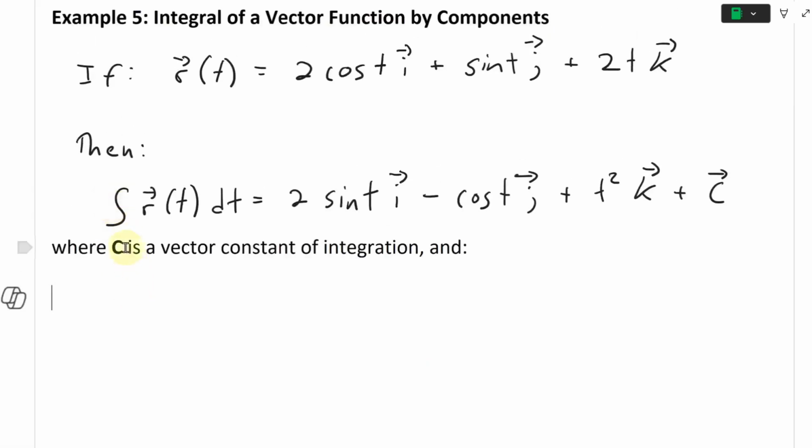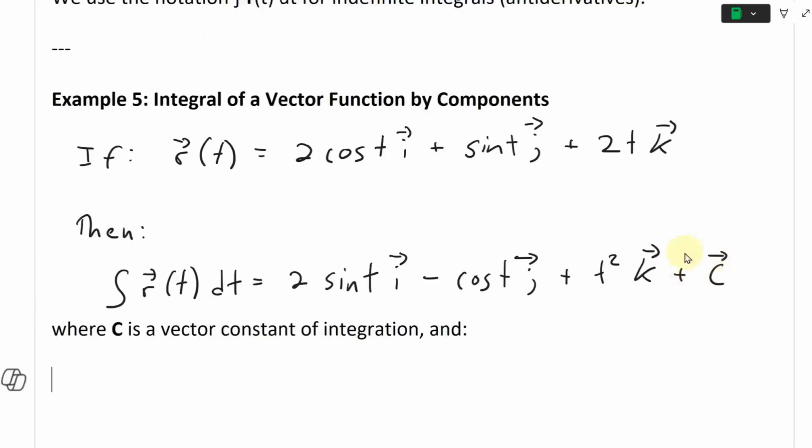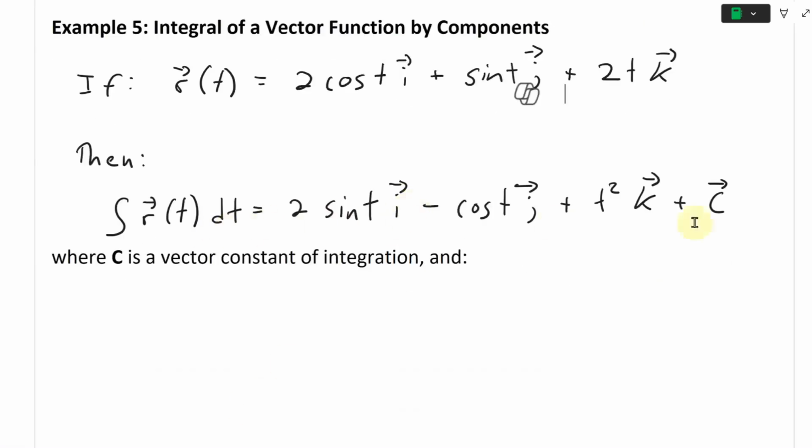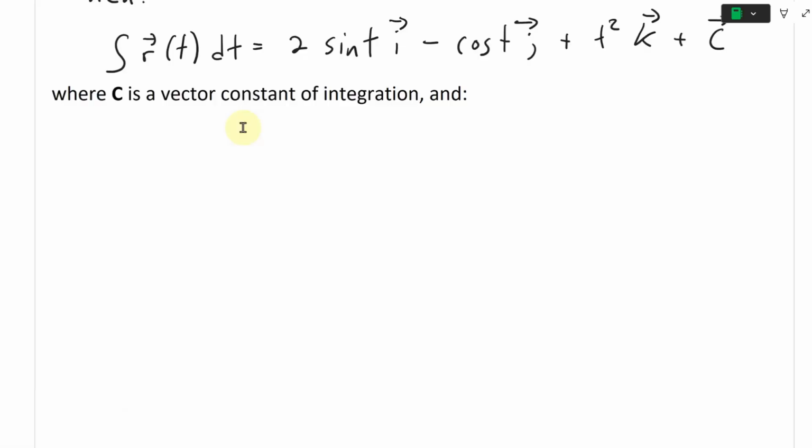So capital C as a vector is a vector constant of integration, again, because any value will still fit this antiderivative, or will match this derivative, or will become an antiderivative of this right here. And now we'll just do a quick example on doing a definite integral on that.